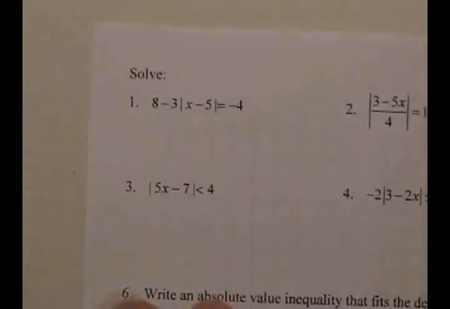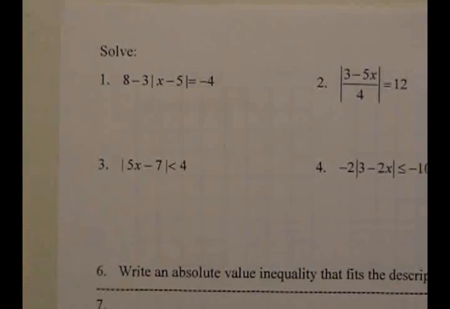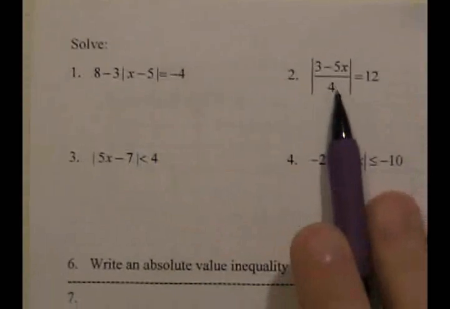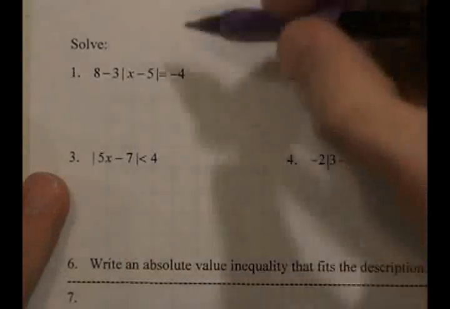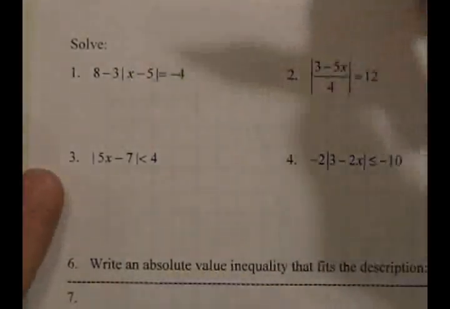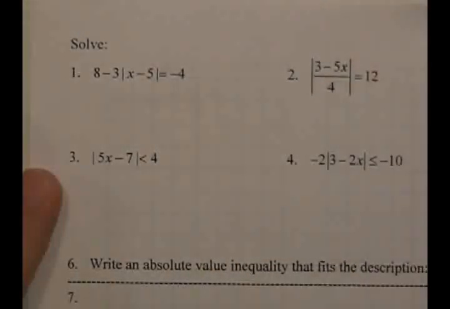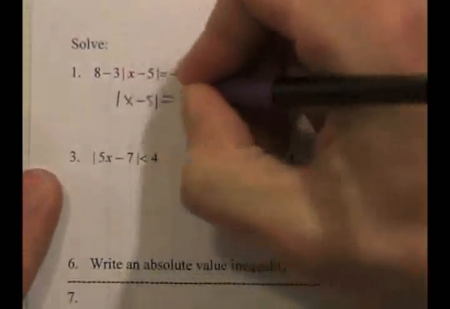Alright, there's going to be absolute value equations and inequalities on this thing. The first thing that you want to do is isolate the absolute value if it's not already done for you, like it is here and here. So for this first one, you have to work your way to it. Subtract 8 from both sides, and then divide both sides by minus 3. So 4 minus 8 is minus 12, and divided by minus 3 is positive 4. So this gives you absolute value of x minus 5 is equal to positive 4.